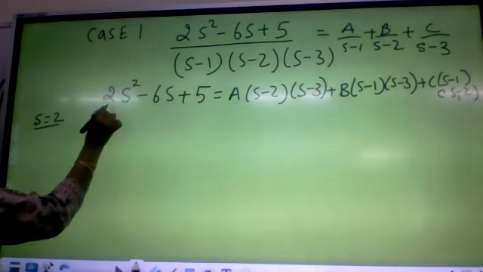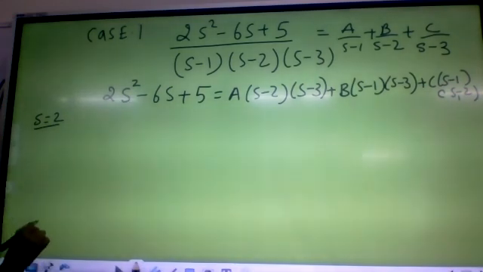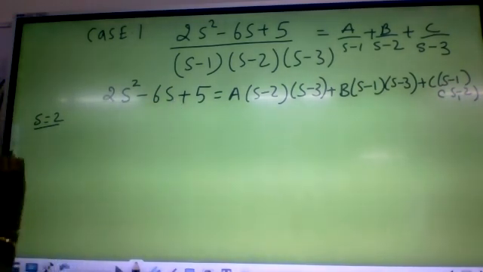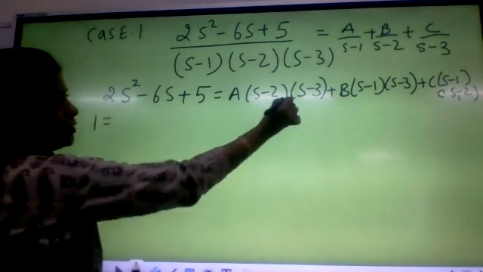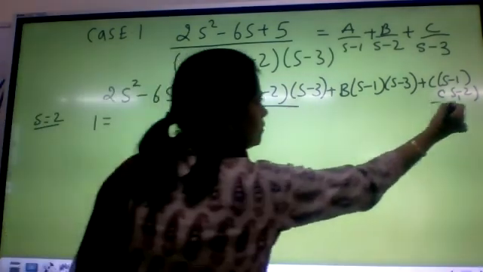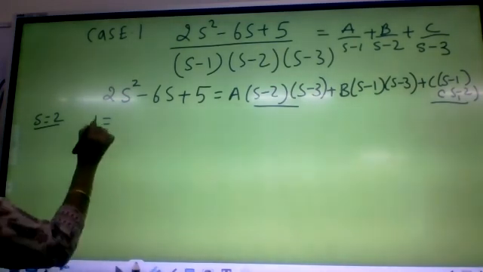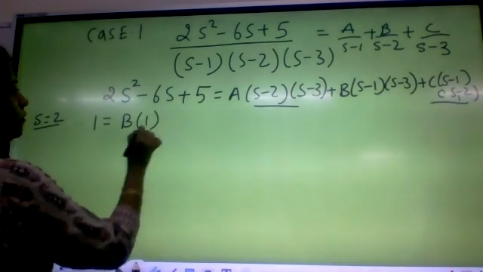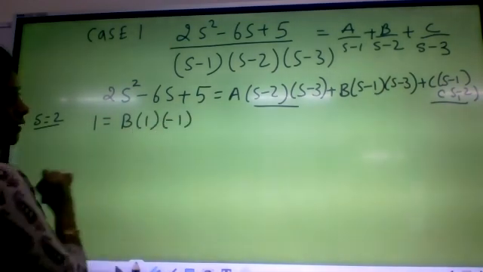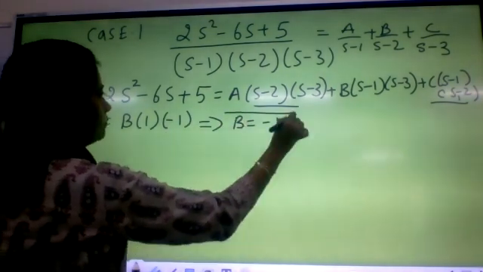2 squared is 4. 4 times 2 is 8. 6 times 2 is 12. 8 minus 12 is what? Minus 4. Minus 4 plus 5 is what? Plus 1. So 1 is equal to, the first term will become 0, the last term will become 0 because I am putting s is equal to 2. Right? So in the center term only I will get the terms. So I will get b times (2 minus 1), which is 1, and (2 minus 3), which is minus 1. So I got b is equal to minus 1.